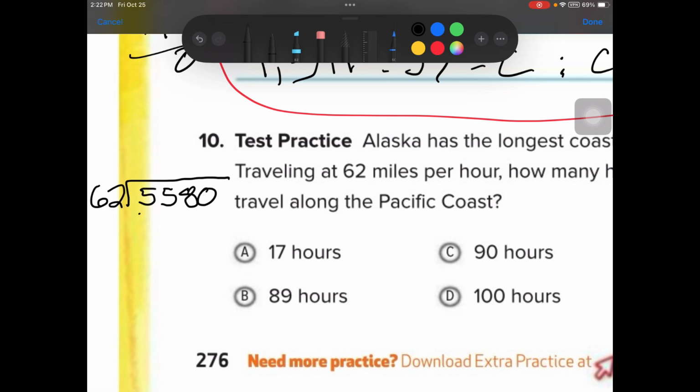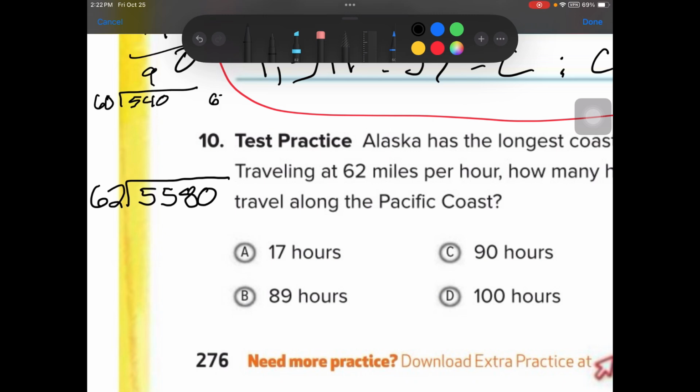62 will not go into 5. It will not go into 55. So we're going to have to put 62 into 558. Thank you. Let's do a guess and check. I know that this is really close to 60, and I know that 9 times 6 is about 54. We could do 54. It'd be close. It would be 9. So let's try that. Let's do a guess and check with 9.